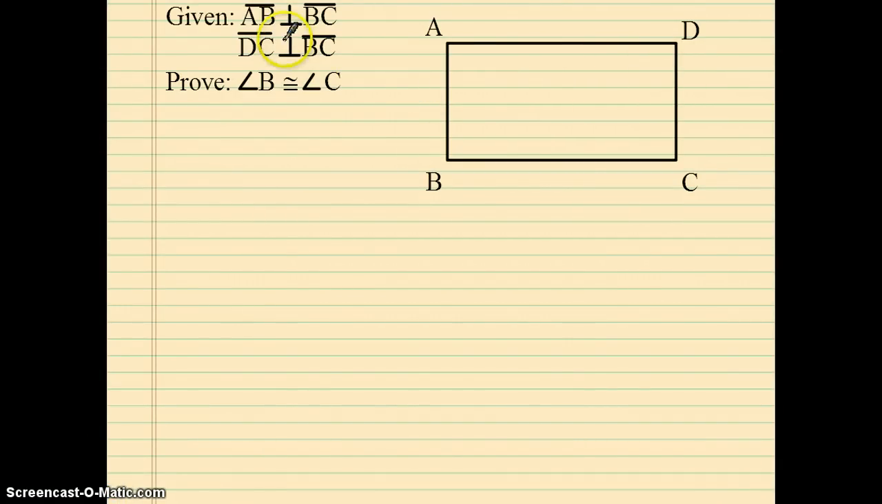So let's take a look at an example. First off, this symbol right here, in case you haven't seen it, this upside down T, is the symbol for perpendicularity or orthogonality. So when we're given that AB is perpendicular to BC, we can say right away that this angle is a right angle. And if DC is perpendicular to BC, then that angle has to be a right angle.